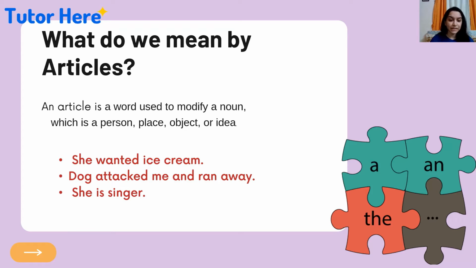Now look at these sentences. She wanted ice cream. Dog attacked me and ran away. She is singer. Now these are some sentences but somewhere they are incomplete. Where? You can see. Here it's incomplete. Wanted an ice cream, there's a blank. Then before dog there is something missing. Similarly, between is and singer there is something missing. What are these missing words? They are known as articles.